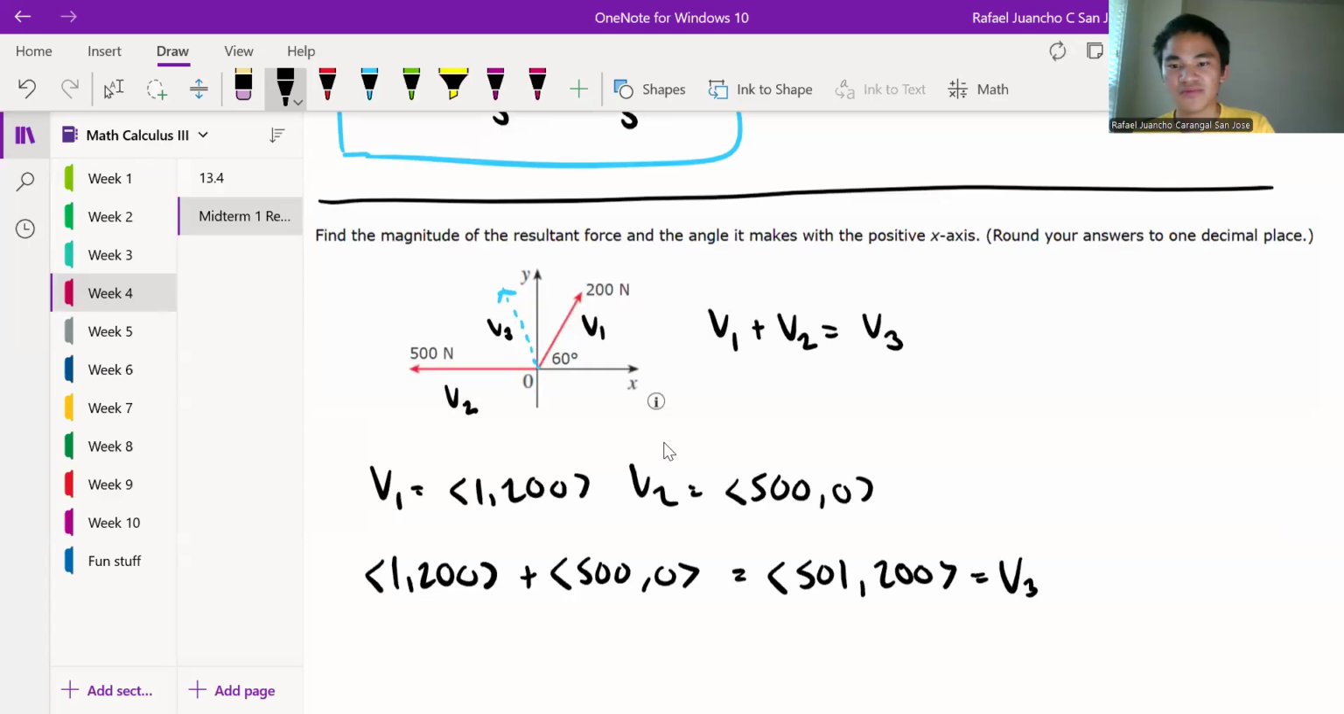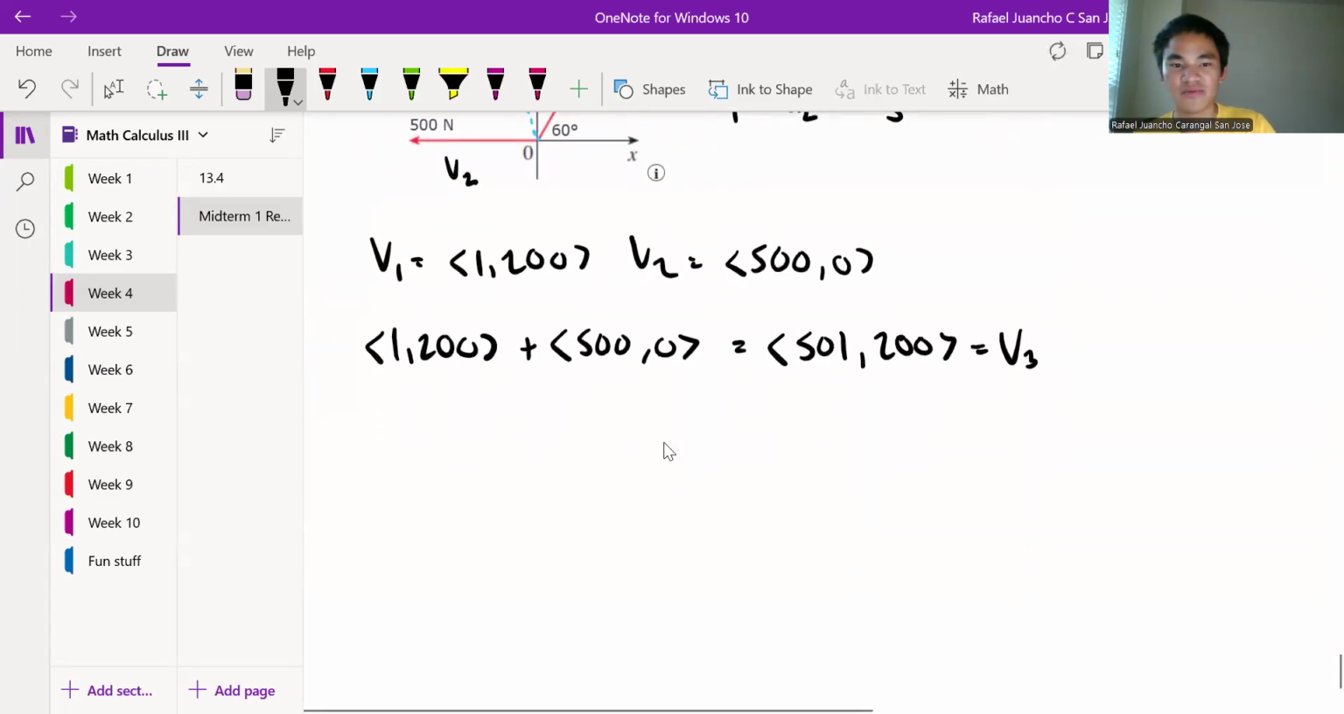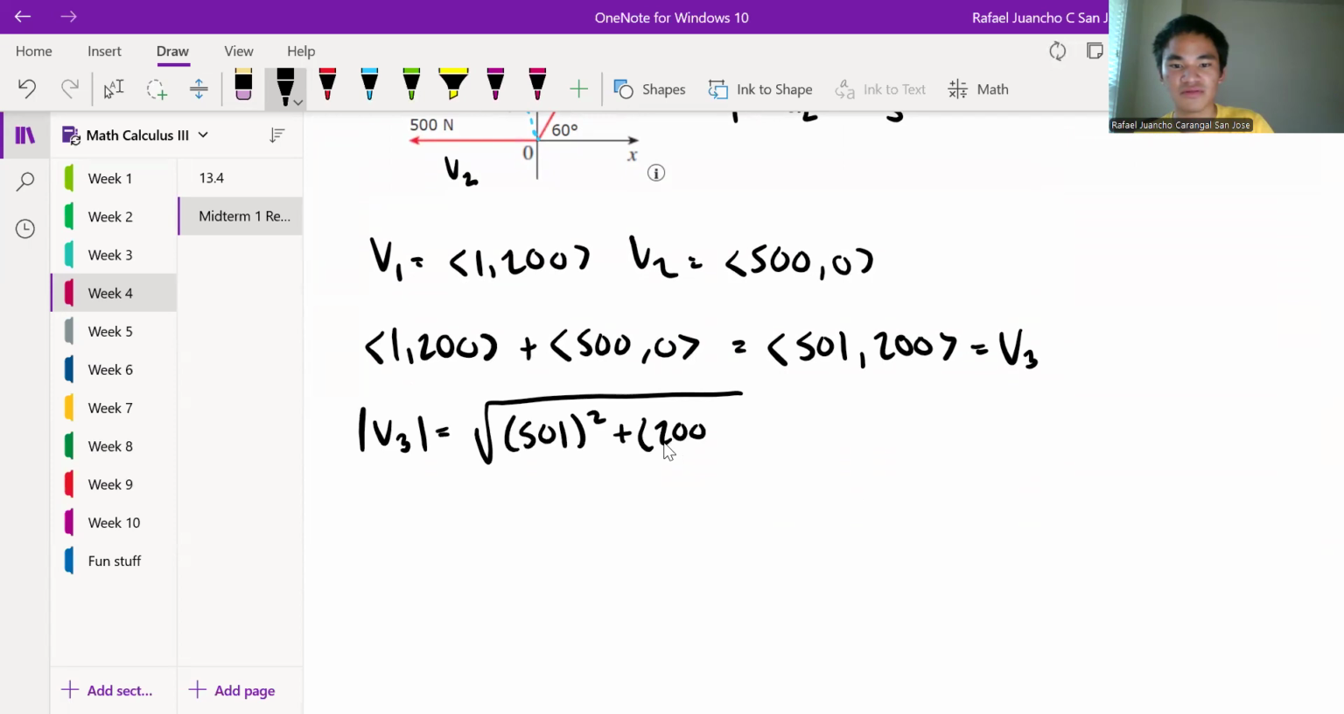Oh, how do I find its magnitude? So to find the magnitude, well, I want to use a distance formula here. 501 squared plus 200 squared. This will give me, well, let's see. 501 squared. Oh my goodness. Okay. It gives me a big number, basically. You know, let's just copy it. 251001. I added to 200 squared, 40,000.